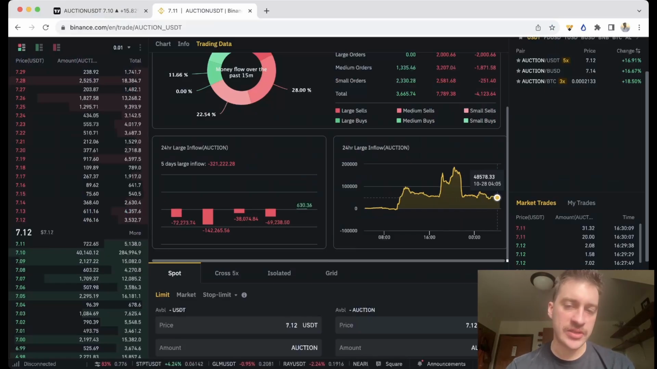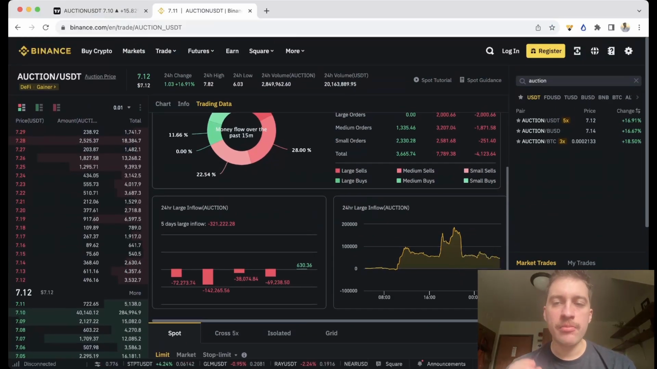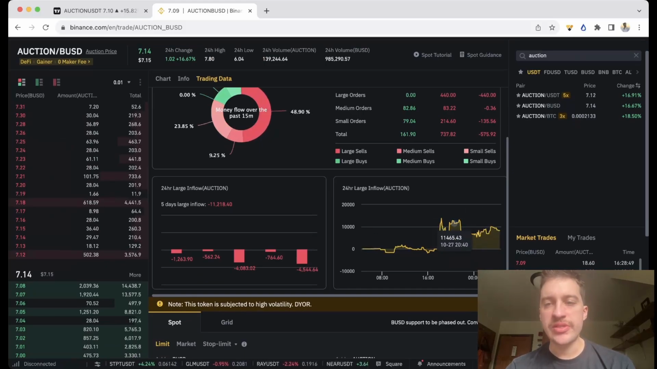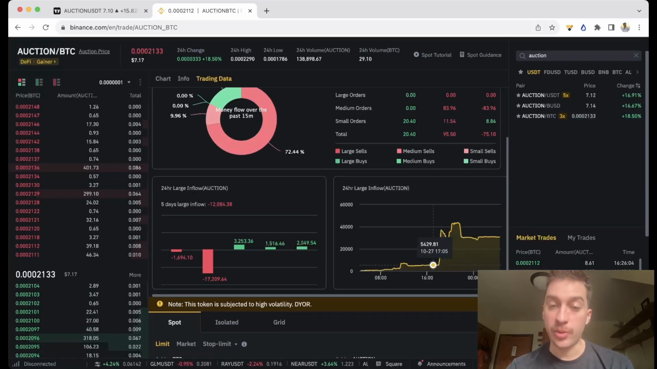So you can see now that it's a lot lower right now. But let's also look at the other two pairs to see if people added to these as well. You can see that auction to BUSD, a lot of it was also added at the time of 18:20. So that's a very bearish signal. Auction to Bitcoin, a lot of it was added about 18:25 as well.